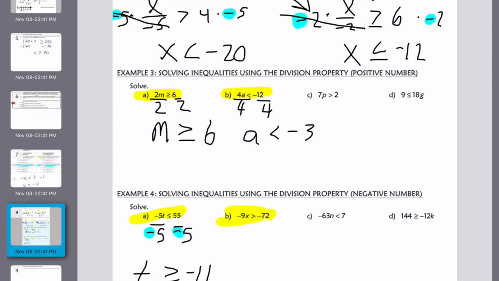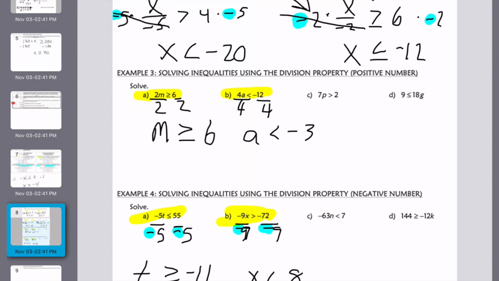Last question in example 4, I have negative 9x is greater than negative 72. So what I'm going to do is divide both sides by negative 9 because it's the opposite of negative 9 times x. I know that since I am dividing by a negative number, sorry, that 9 looks a little bit like a 7. There we go. Since I'm dividing by a negative number, my inequality sign reverses. So since it was greater than, it's now going to be less than. My x drops down, and negative 72 divided by negative 9 is positive 8.